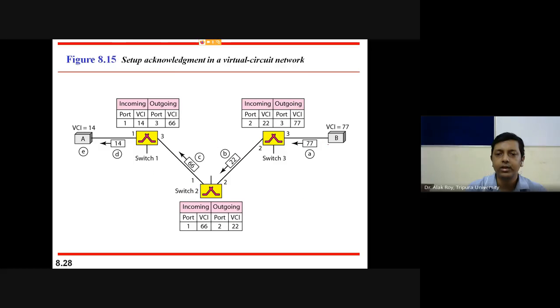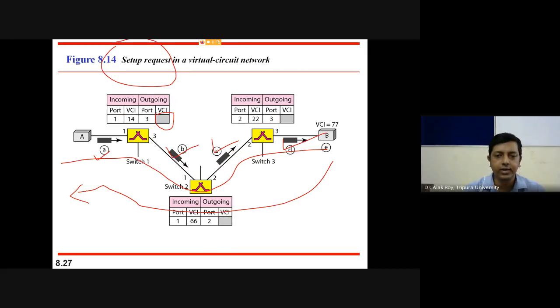Like it is informing that my VCI is 77. Then it is informing that my VCI is 22. Since it is informed 77, update 77. Since it is informing 22, update 22. Then through this channel, you are updating 66, so update 66. And then from that, you already know your VCI 14, so 14 will be delivered to A.